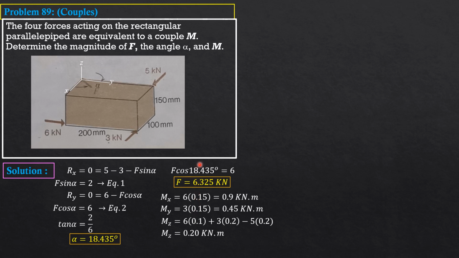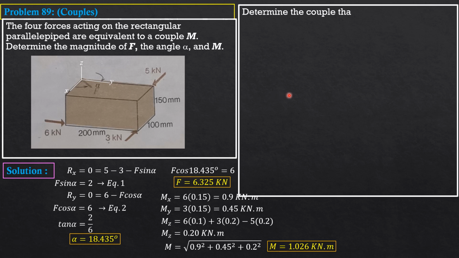0.20 kilonewton meter. So therefore, the magnitude of the moment is square root of 0.9 squared plus 0.45 squared plus 0.2 squared. So the magnitude of the moment, the effect of these four forces to this rectangular parallelepiped body, is 1.026 kilonewton meter. Then here is your part.